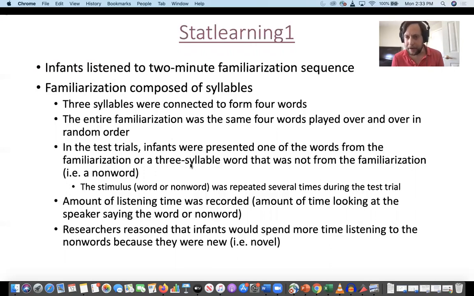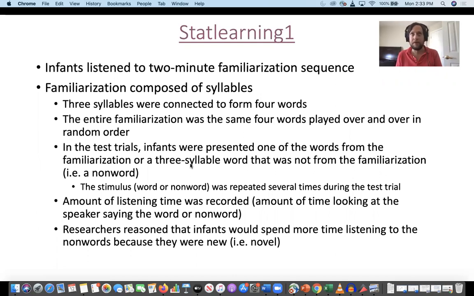And the dependent variable in the study was the amount of time that the infant spent looking over in the direction of the word during the test trial. So once again, they would repeat the word over and over again during the test trial, or they would repeat a non-word. A non-word is one composed of the same syllables that occurred during the familiarization, but the syllables did not occur in the specific order that they occurred in a given word.